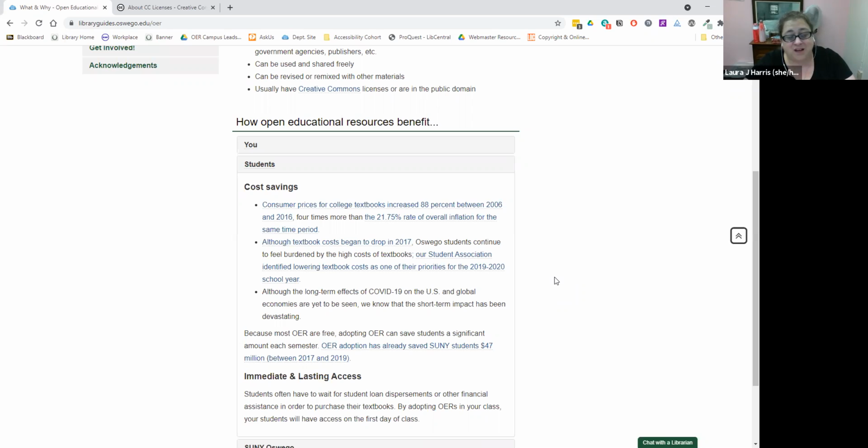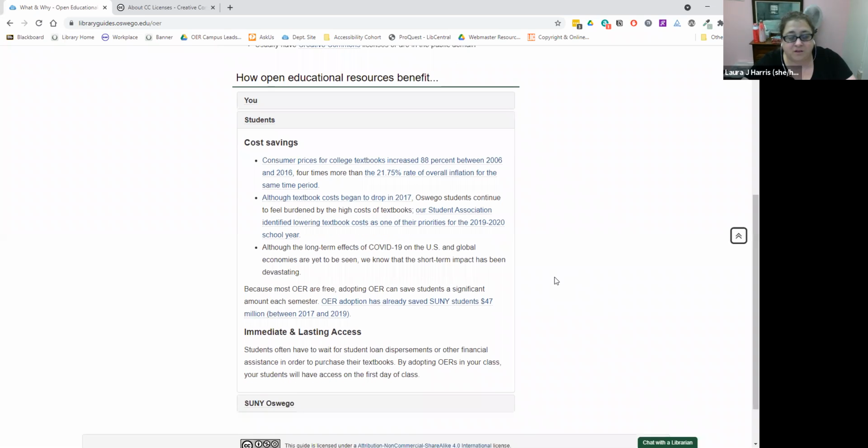And again, we don't really know what the long-term effects of COVID are going to be on our economy, but I think we're already seeing some effects in academia. So it's something to consider that people who may not have been affected may be affected in the future.